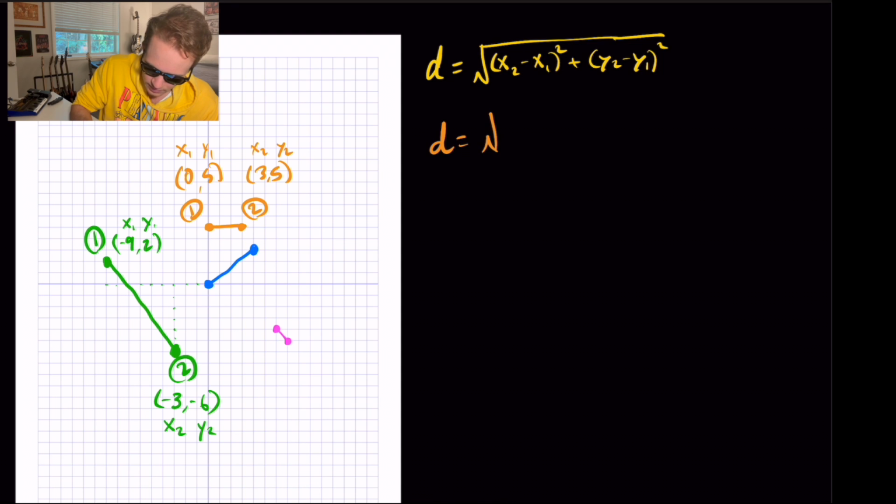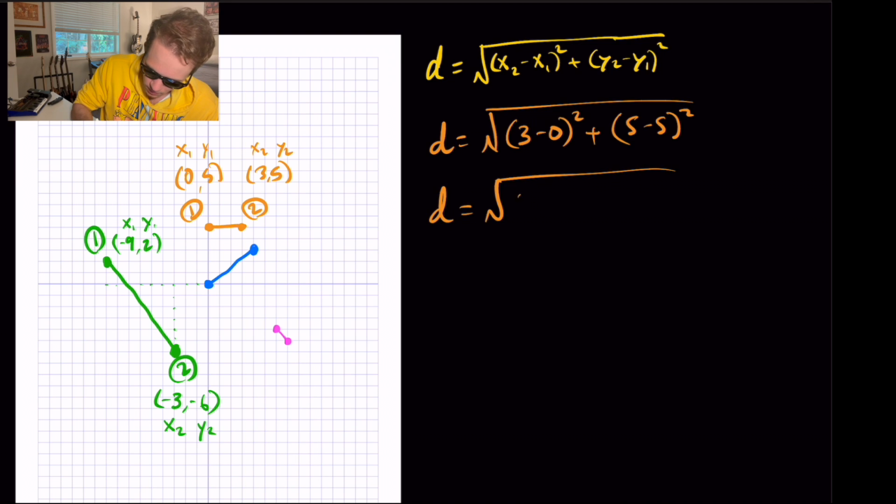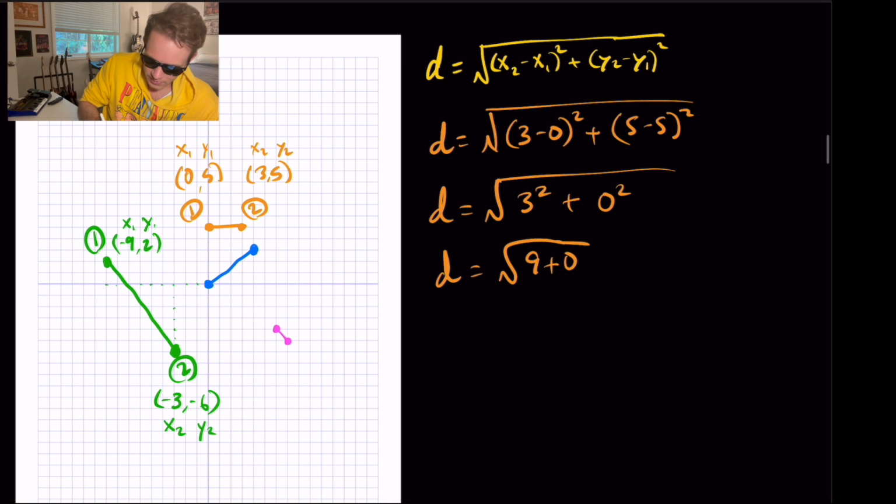Distance is equal to x2 minus x1, so 3 minus 0, and then squared, plus y2 minus y1. That's going to be 5 minus 5 squared. The distance is equal to 3 squared plus 5 minus 5 is 0, so 0 squared. So the distance is equal to the square root of 9 plus 0. 9 plus 0 is 9, so the distance is equal to the square root of 9, which is equal to 3.